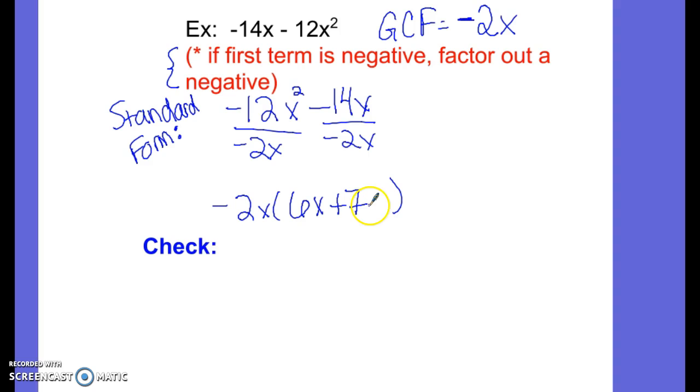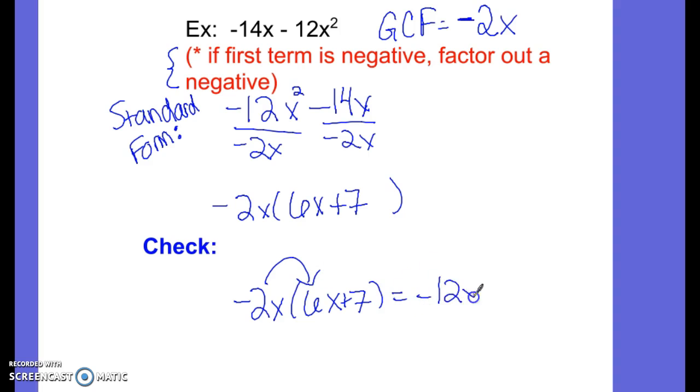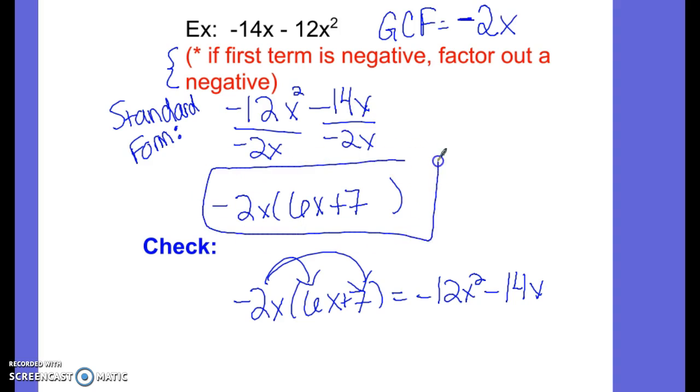When I look at my leftovers, is my GCF of 6 and 7 1? Well, it sure is. So then you can go ahead and check it again. Negative 2x times 6x plus 7. Negative 2 times positive 6 is negative 12x squared. Negative 2x times positive 7 is minus 14x. That's what we wanted. That's what we got. Now we can box our answer.